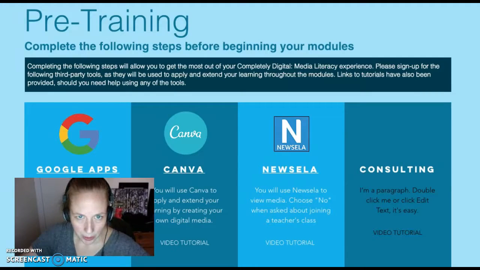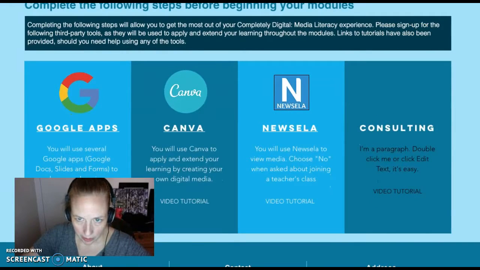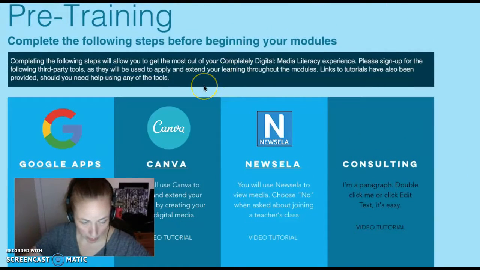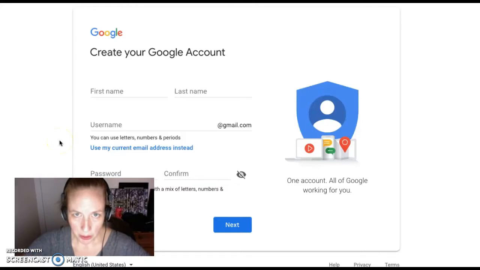So now I'm going into the pre-training module, and it looks like you've got it set up in a table where we're going to be looking at some Google Apps, using Canva, Newsela, which I've heard of before, and well, the final paragraph says "I'm a paragraph, double click me to edit." So I think you just maybe forgot to delete that part, or something's going to be coming here later, so no worries about that. So I clicked on the first link that led me to create a Google account.